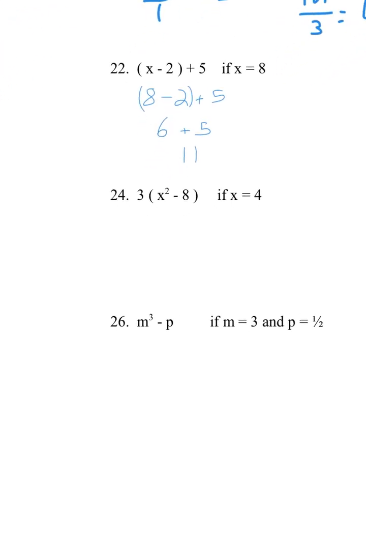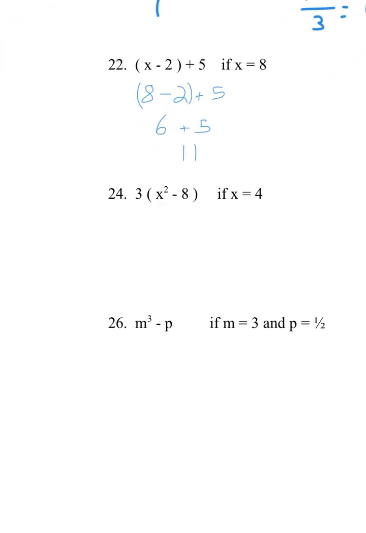Number 24, we're going to plug in a 4 for the x, and that'll give us 4 squared minus 8 in our parentheses, and 3 will be outside. 4 squared will be 16, and we're going to minus that 8 to get 8. Then we'll have 3 times 8. And that'll give us 24.